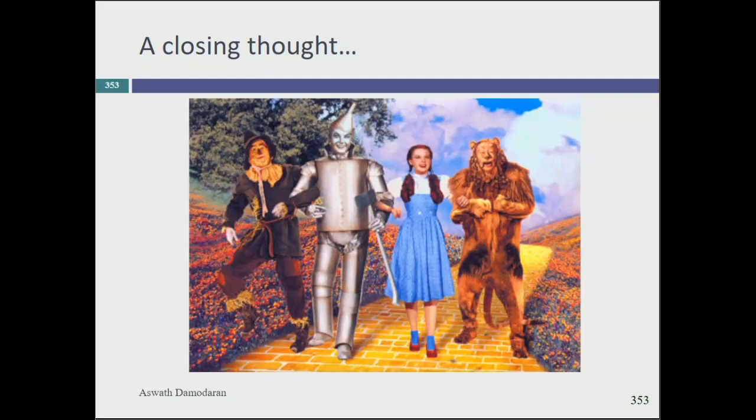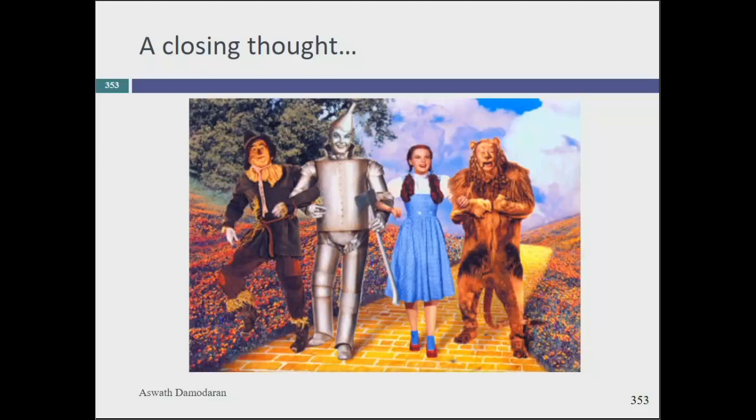You think, what's this got to do with valuation? If you watch the movie, though, every one of them got what they wanted on the journey. Dorothy picked up these red shoes, and she clicks the shoes. She's back in Kansas. The lion fought off some bad guys, got the courage. So each of them got what they wanted on the journey.